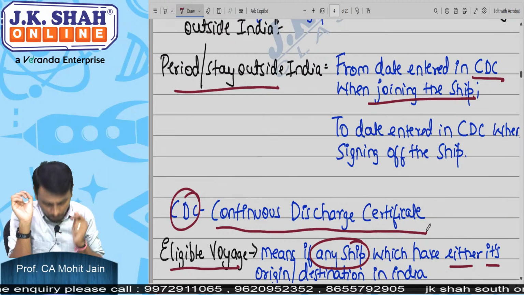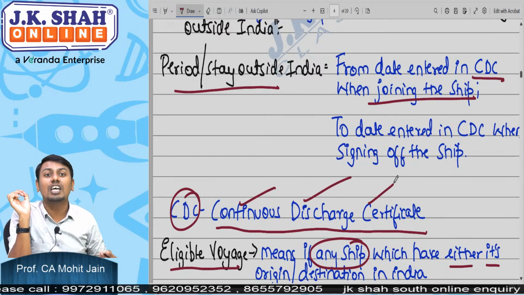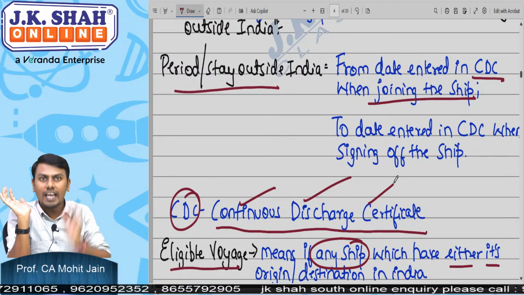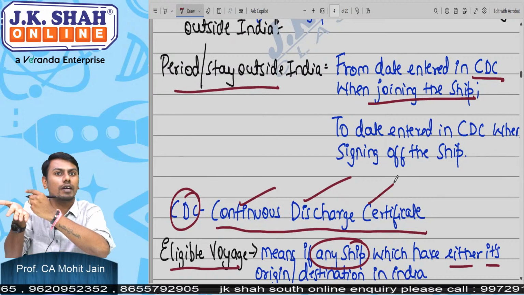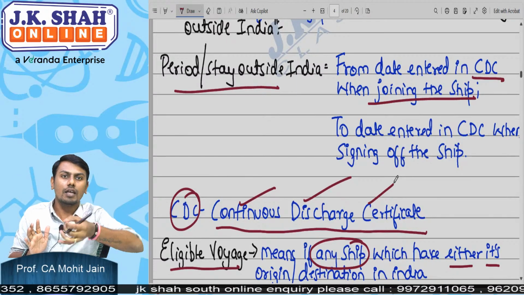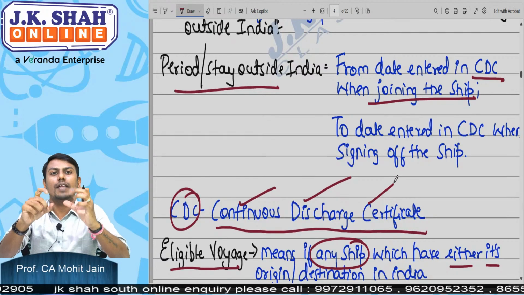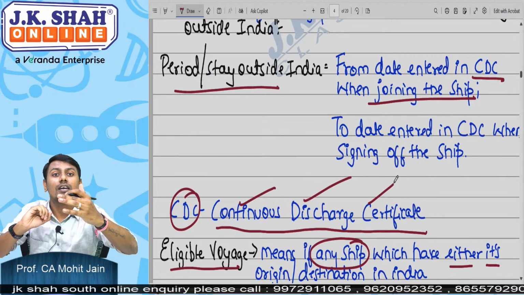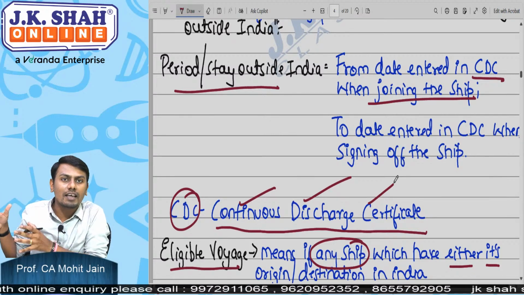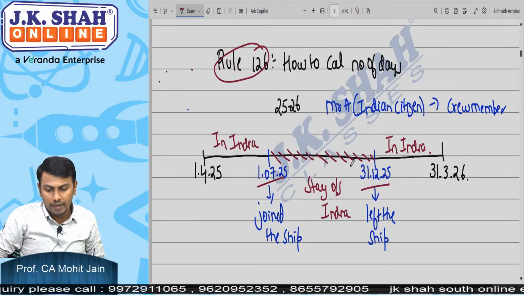Similarly, for these crew members, they have something called a continuous discharge certificate. Assume it's like your passport. The day you join the ship, they'll put an entry in the certificate that this day this person has joined the ship. And the day you leave the ship, they'll put another stamp that this day you have left the ship. That entire period will be counted as stay outside India. So the balance period will be counted as stay in India.